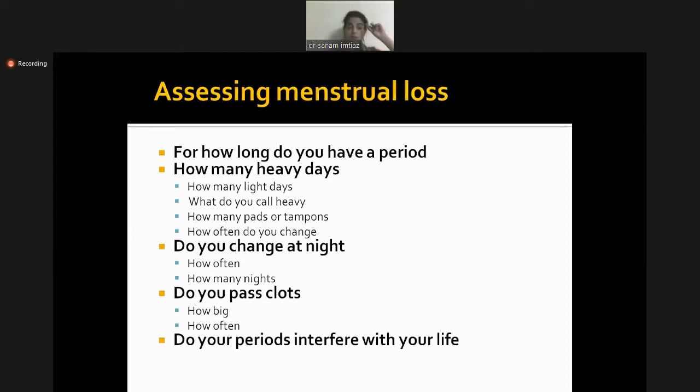Do your periods interfere with your life? That means if somebody is bleeding heavily, she might feel lethargic, tired because of anemia, and she might be bothered and irritable. Her quality of life might also be affected because of frequent changing of the pads, and she might even develop a rash because of frequent heavy soaking of the pads. The other thing would also be dysmenorrhea. Dysmenorrhea also badly affects quality of life. A woman might lie down on bed and refrain from all her routine daily activities and take a lot of painkillers as well. So these are important questions that you would ask the patient.